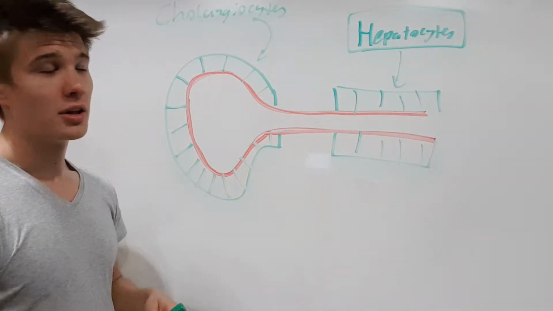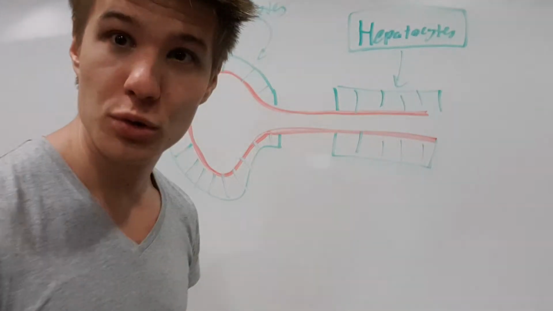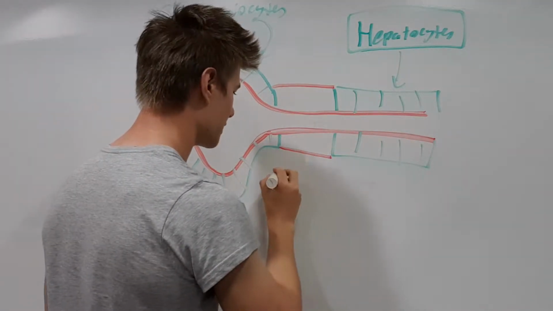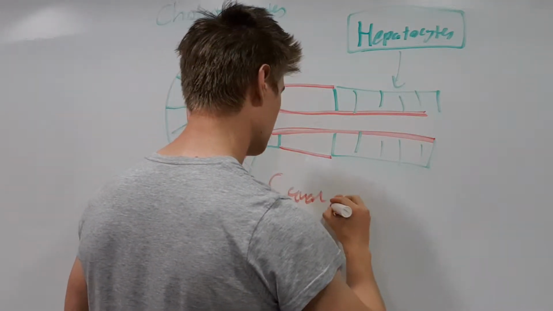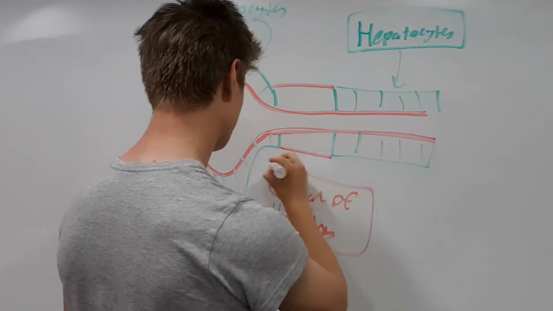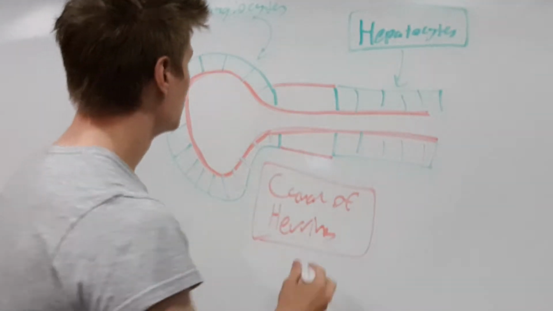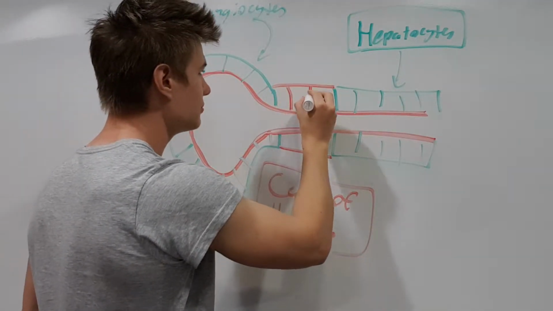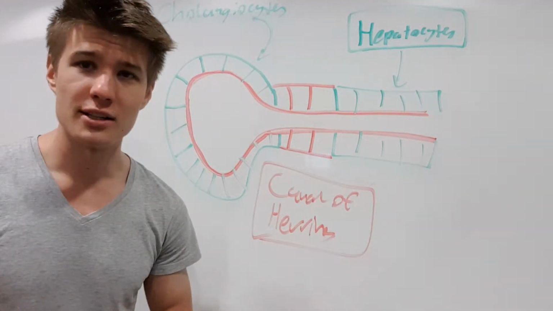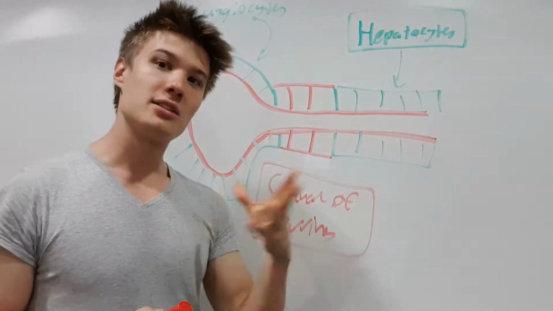But you may have noticed that I've cunningly not drawn anything in this area here. Now why could that be, Ryan? Well, this is a very special area called the canal of Hering. Canal of Hering. Write it down. Important. Remember. Okay? Canal of Hering is geographically in between the hepatocytes and the cholangiocytes. And in terms of its shape and its behavior, it's kind of in between the two as well.